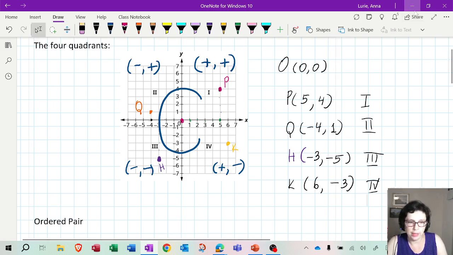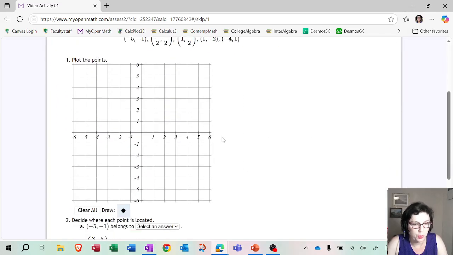Okay, so that idea we're gonna take into plotting these points in MyOpenMath. Now, in MyOpenMath, the way you plot is, for each point, you're gonna select, if needed, a point. In this case, the only option you have is the point, okay? So you are gonna start at the origin. So you can actually just click right there. You got a new point.